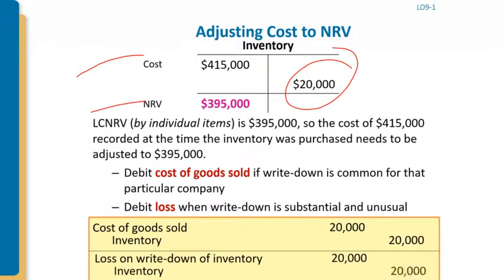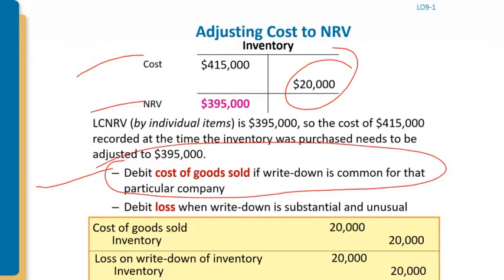So the entries involve cost of goods sold and inventory, or loss on write down of inventory and inventory. This sentence is important. See that you debit cost of goods sold if the write down is common for that particular company, and debit loss when the write down is substantial and unusual for that company. So let's see an example here.